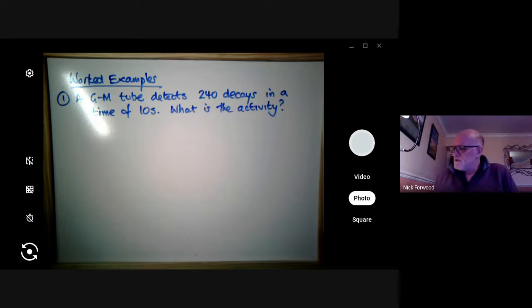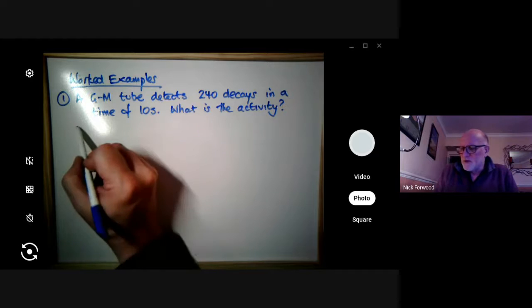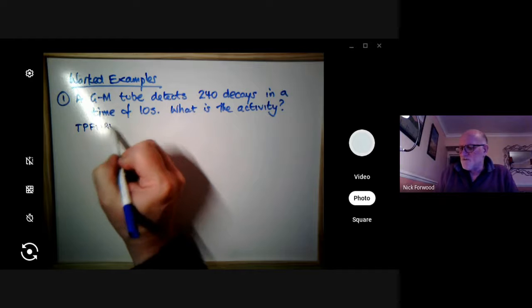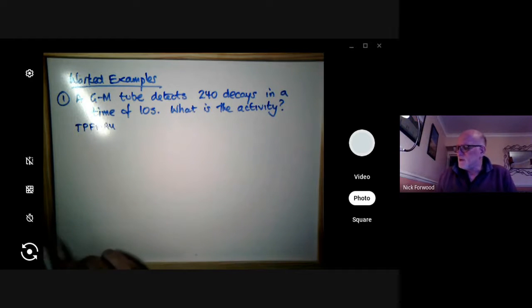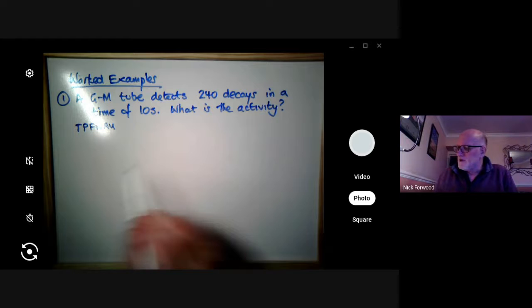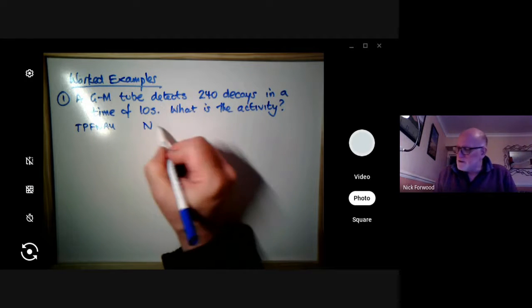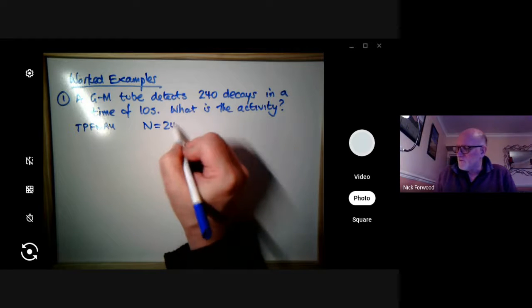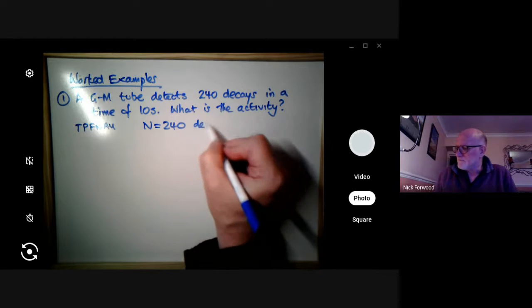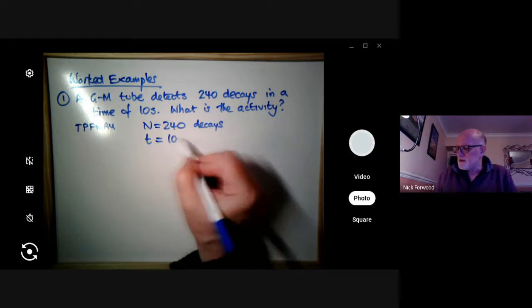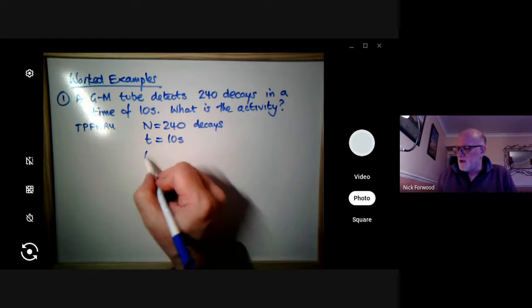So a GM tube detects 240 decays in a time of 10 seconds. What is the activity? So the TUP for now information. And just a reminder, T is a table. What information are we given? So we've got the number of decays. So we're going to put down N is equal to 240 decays. I'm going to put down T is 10 seconds. I'm going to put down A, which I don't know.